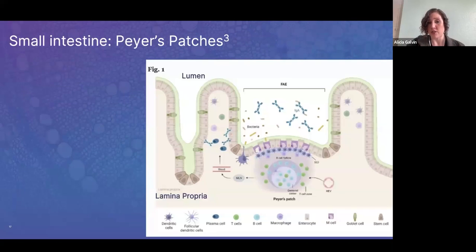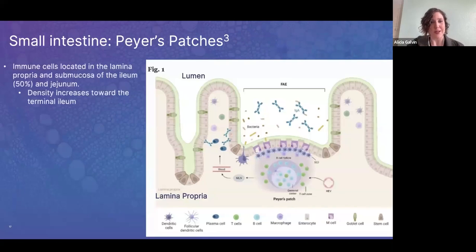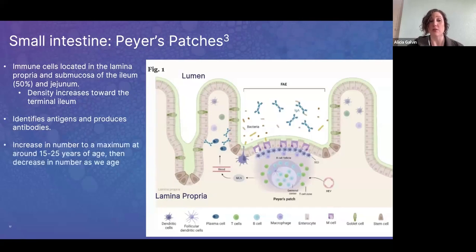With Peyer's patches, we're still in the small intestine, talking about what's going on in the immune system there. These are our main immune cells, and they're in the lamina propria, the part of the mucosal layer right underneath the epithelium. The density starts to increase as we go towards the terminal ileum. Essentially, their role is to identify any antigen, a food antigen or a pathogen, and start to produce antibodies, specifically secretory IgA.